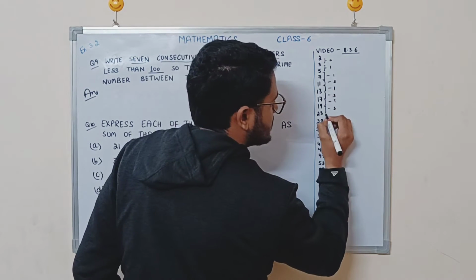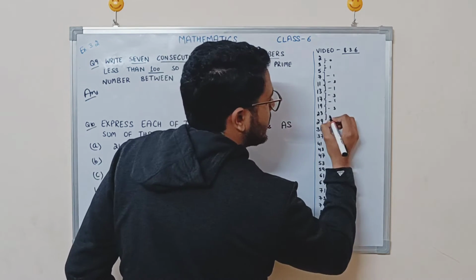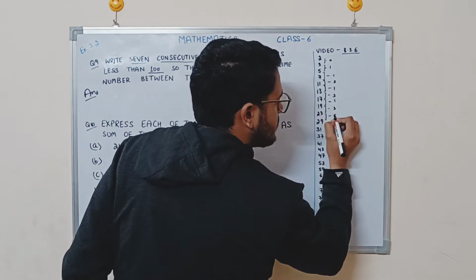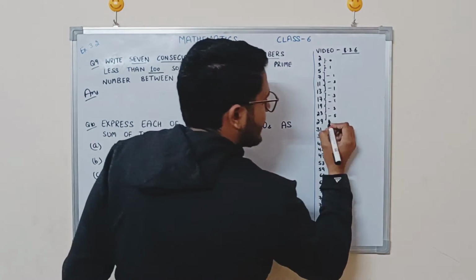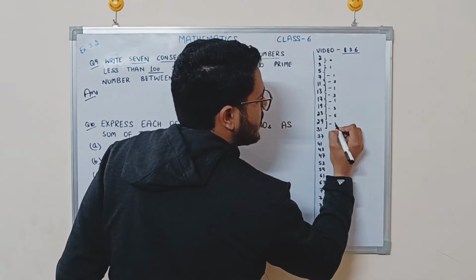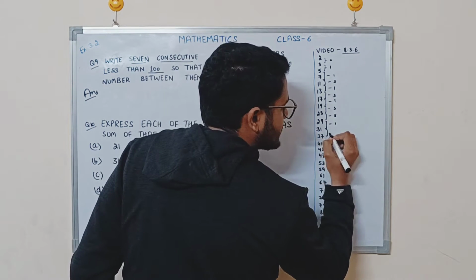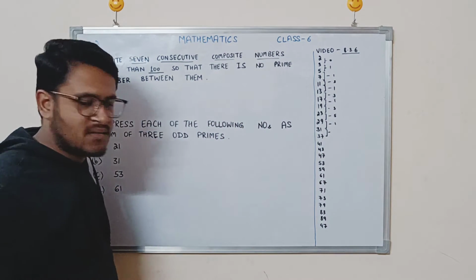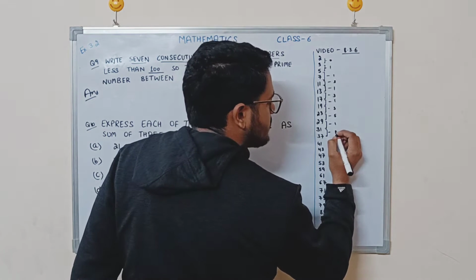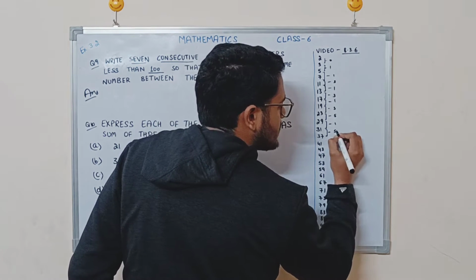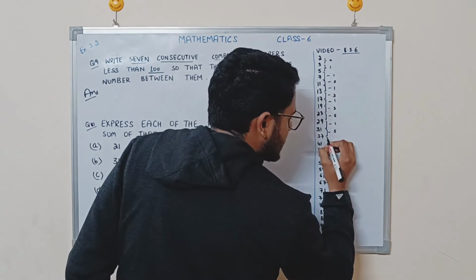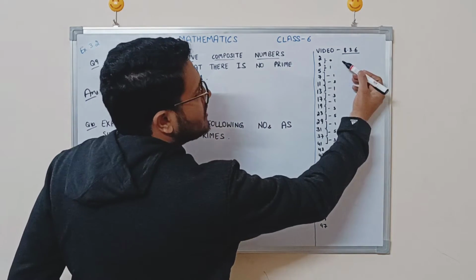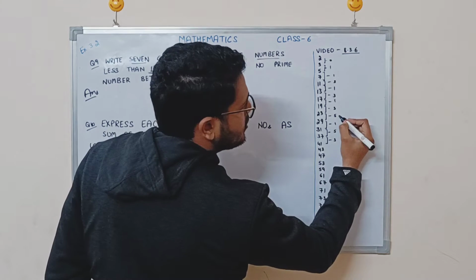So let's try to find others as well. From 23 to 29 we have 24, 25, 26, 27 and 28, so it will be 5 only, right? From 29 to 31 we have only 1. From 31 to 37 we have 32, 33, 34, 35 and 36. From 37 to 41, 38, 39 and 40, only 3. So till now the maximum number of consecutive composite numbers we got is 5.